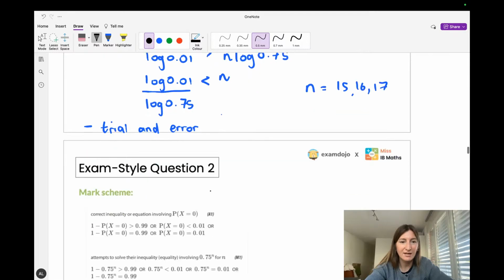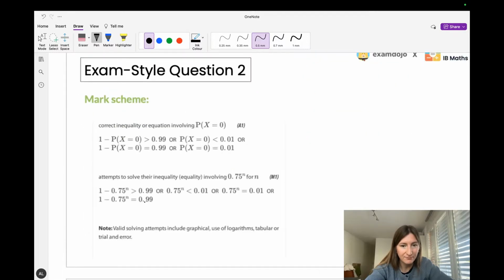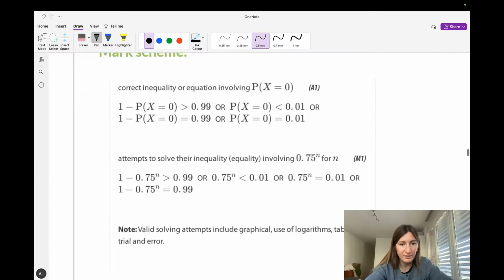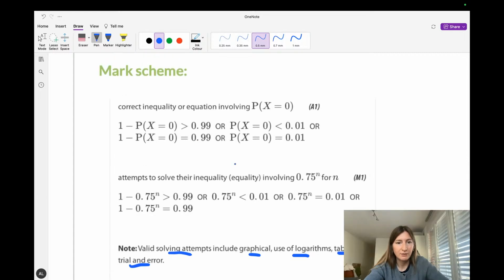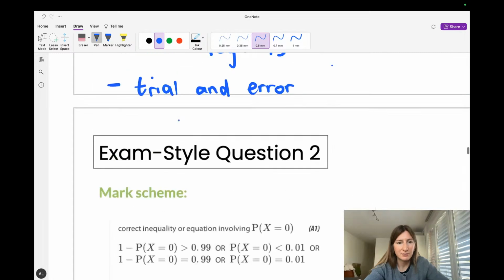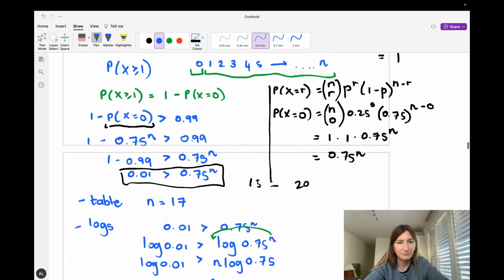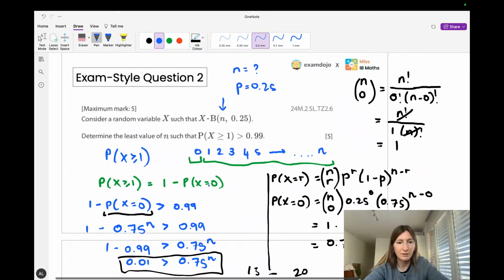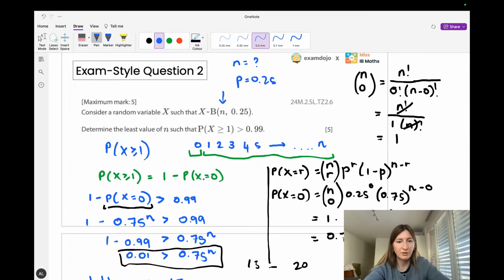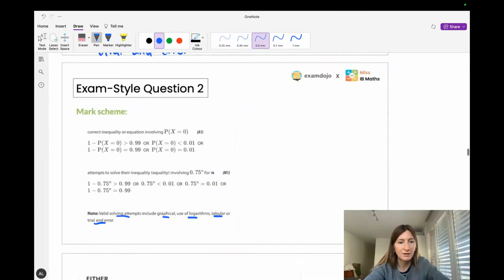A trial and error is a perfectly acceptable method. See, in the mark scheme over here, valid attempts. Again, you're getting marks for valid attempts, including graphical, use of logs, table method, just like I showed you, or trial and error. They accept that as a method. And where our marks were, we had that correct inequality for solving for p of x equals 0. So that part way at the beginning here. There we go. When we're calculating p of x equals 0, that method.